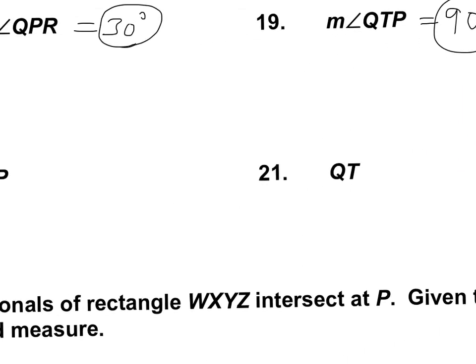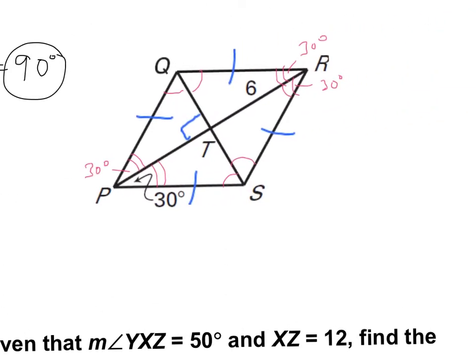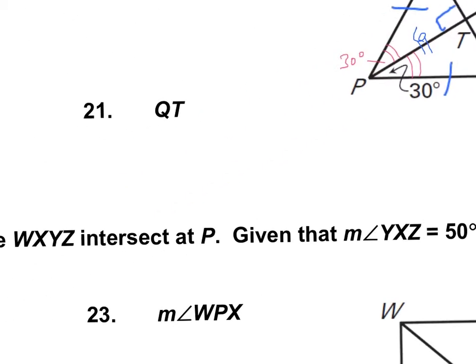All right, what's up next? Number 20, RP. From R to P. Okay, I know R to T is 6, and a rhombus is a type of parallelogram. So all of those rules that we learned about parallelograms also apply to a rhombus. So the diagonals of a rhombus are bisected. They're each cut in half. So if that's 6, this should also be 6. And altogether, RP is 12.